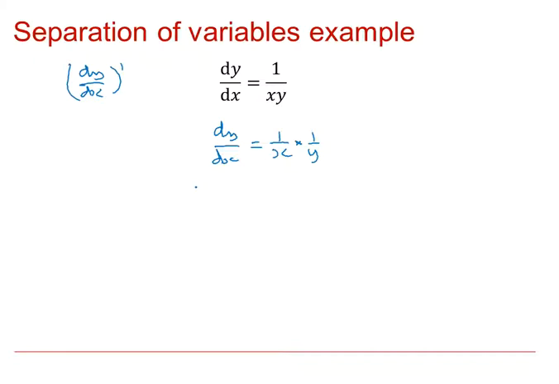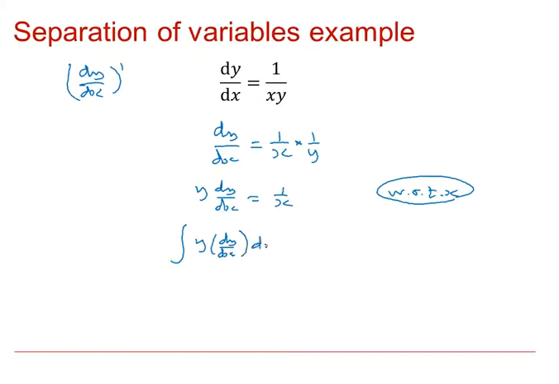Now if we multiply through by y, we get y dy by dx is 1 over x, and now if we integrate both sides with respect to x, this could be written as the integral of y dy by dx with respect to x is the integral of 1 over x with respect to x, and this is more simply written as the integral of y dy is the integral of 1 over x dx.